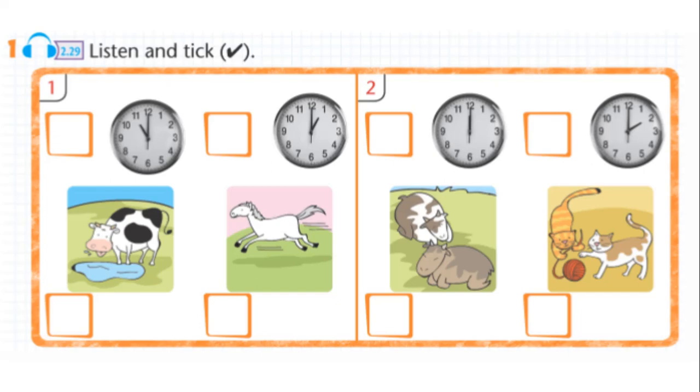Listen and tick. 1. It's 1 o'clock. The cow is drinking. 2. It's 12 o'clock. The cats are playing.